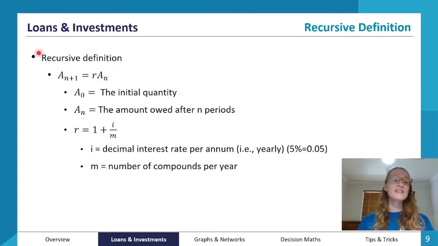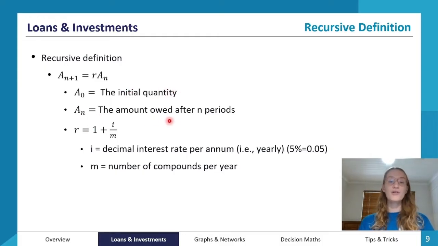So just like with sequences and with simple interest and with compound interest, we can calculate it using a recursive definition. So the idea of recursive is when we take the starting point and then we apply the same rule to get our second term, and then we apply the same rule to get our third term, and then we go on and on in that fashion. And the rule that we use to do that in the case of compound interest is A(n+1) is equal to r multiplied by A(n), where A0 is the initial quantity. So if, for example, someone invested $2,000 into a bank account, then $2,000 would be A0 because that's the initial starting point of the money.